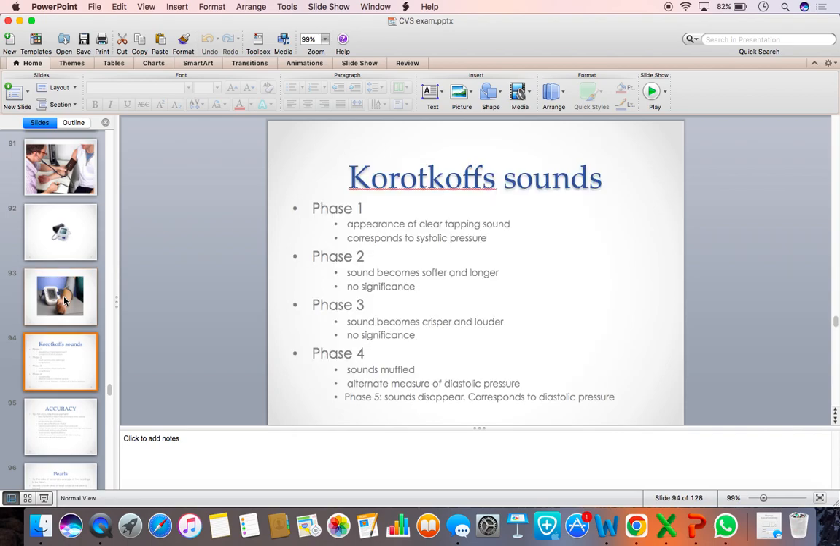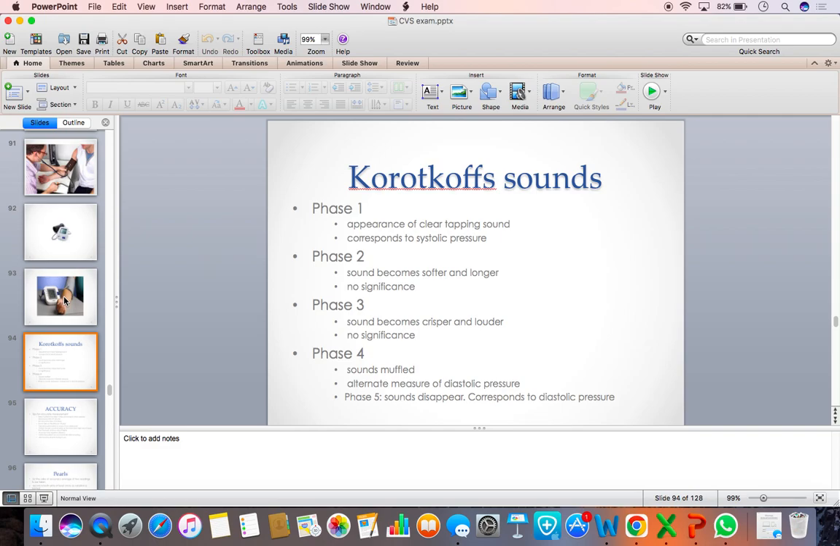While recording, you are supposed to listen to the Korotkoff sounds. These sounds appear in 5 phases. Phase 1. So this is the appearance of a clear tapping sound. Initially, you hear a clear tapping sound. This corresponds to systolic pressure.